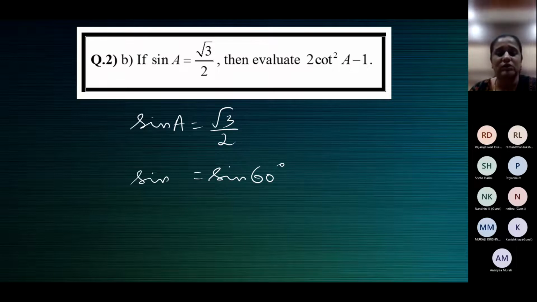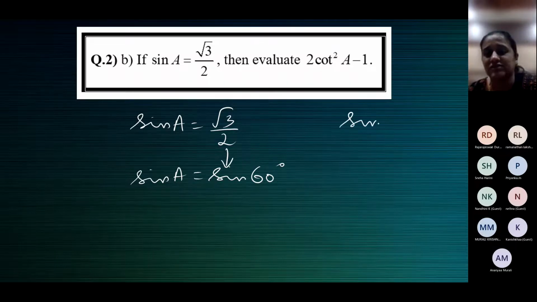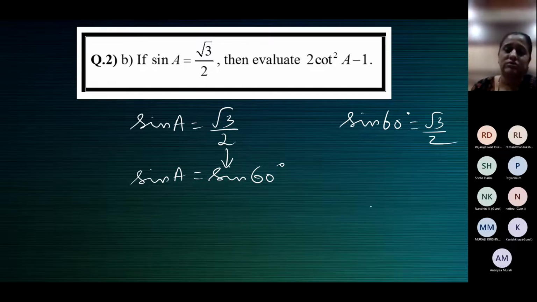So sine A is equal to sine 60 degrees. Root 3 by 2 can be replaced with sine 60 degrees because the value of sine 60 degrees is root 3 by 2. So instead of root 3 by 2, you can write sine 60. See, I've told you this.